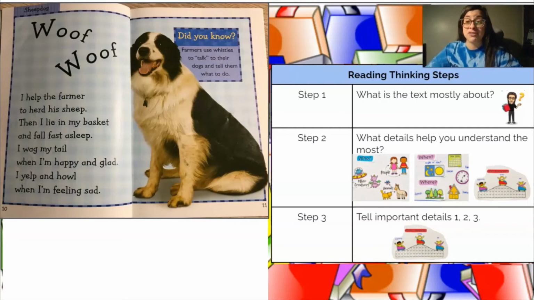So your teacher is going to pause the video and have you use your lined paper or your dry erase board, or you're going to do a story retell of these pages through your drawing and labeling.